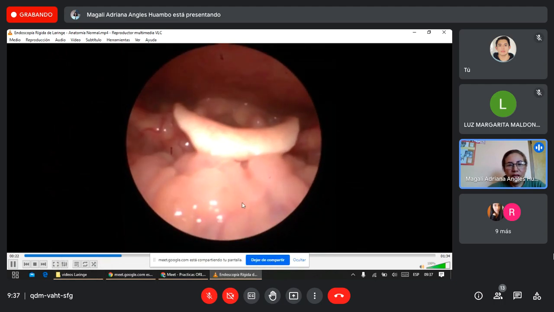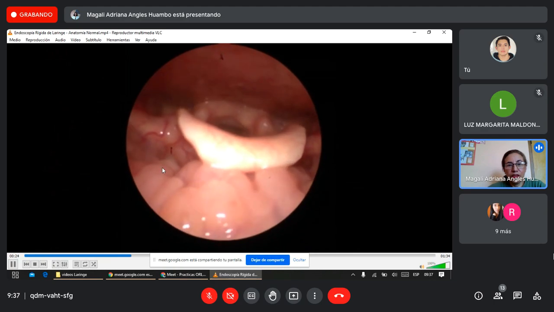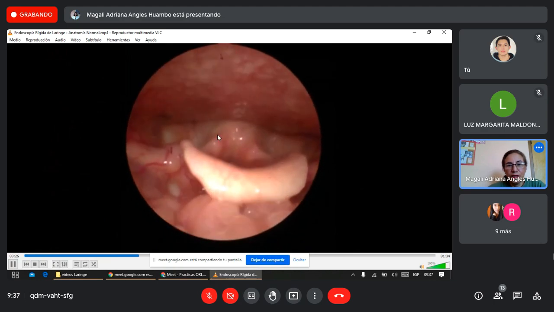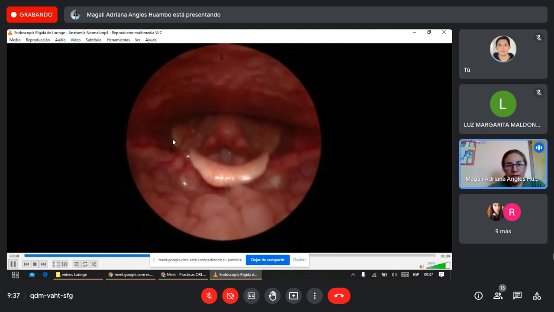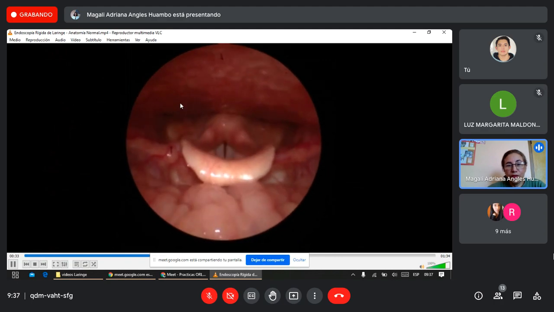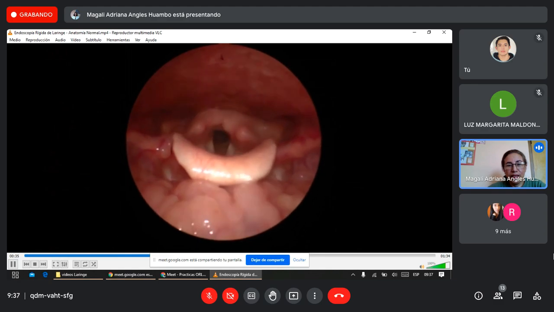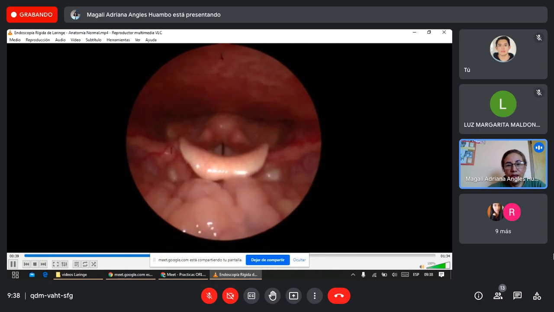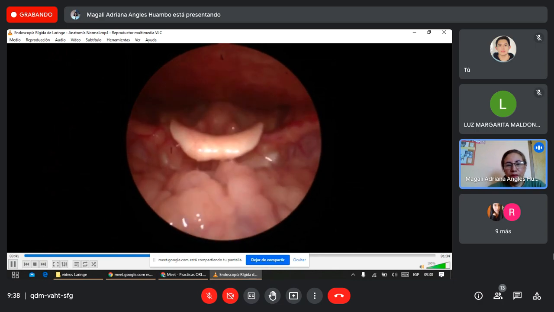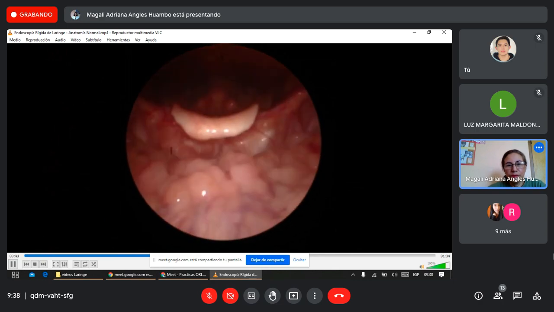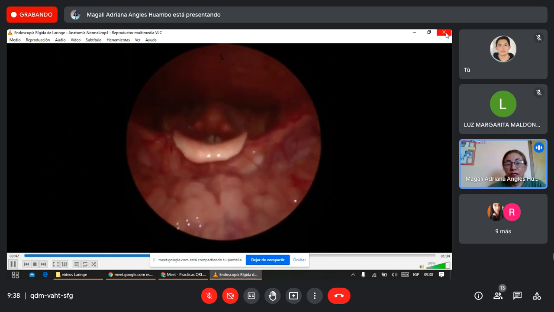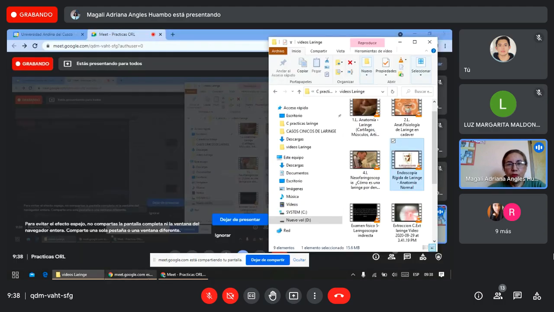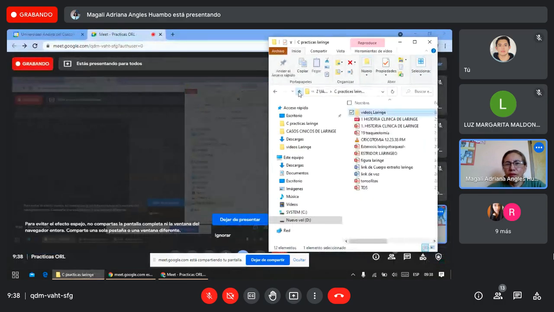Ahí está, miren las amígdalas linguales, la epiglotis, estas son las valéculas, los aritenoides y miren cómo deben abrirse y cerrarse las cuerdas vocales. Y estos son los senos piriformes, que es la entrada del esófago. Entonces miren cómo es el movimiento normal de una cuerda vocal. Entonces, saber reconocer esas estructuras y ese movimiento es súper importante.